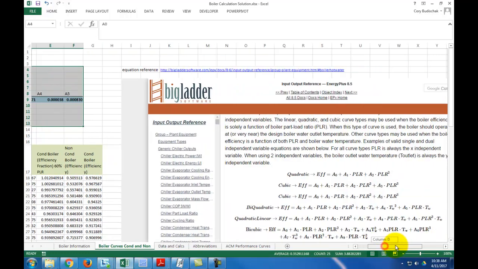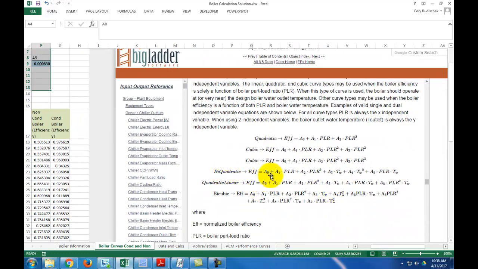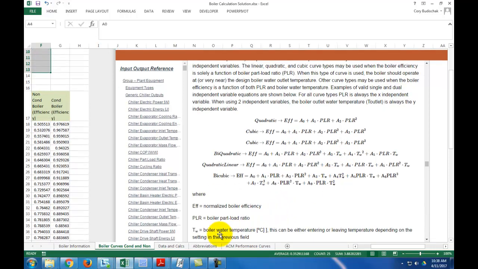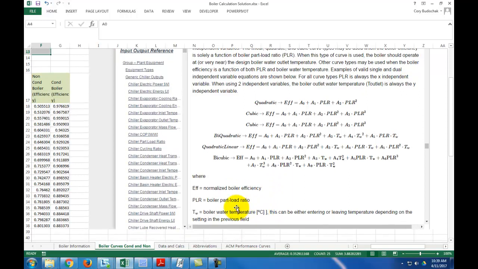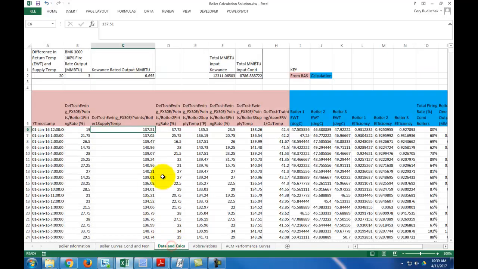Or the other way to think about it is over here, for the biquadratic, we're going to need the part load ratio, which is the same as the firing rate, right? And remember, that's in decimal, so make sure you divide by 100. And we need the entering, if you see T_w is boiler water temperature, and it needs to be entering. So that's what the T sub W is. All right, great. So now we go over here. This is just the entering water temperature. So again, in this case, for boiler 1 we take the supply temperature, subtract 20 degrees and convert to Celsius.